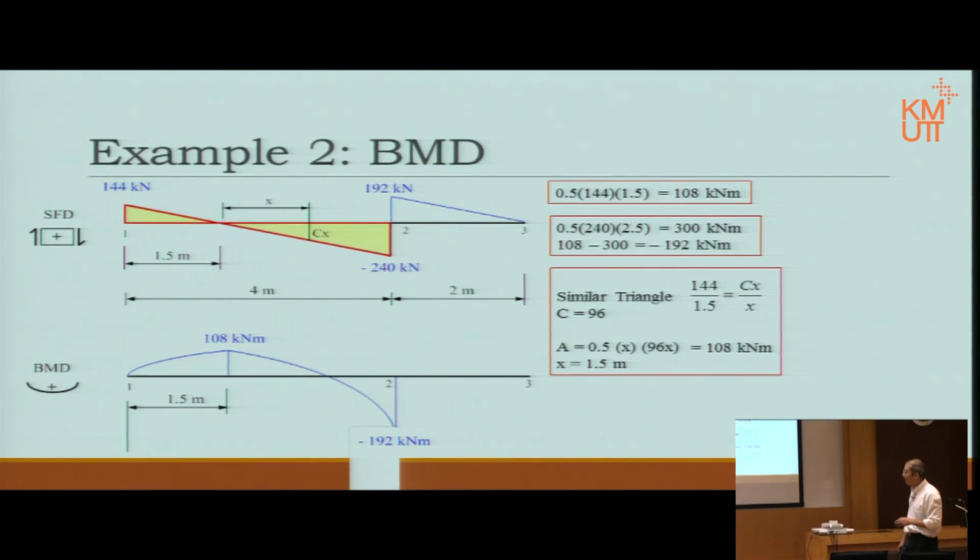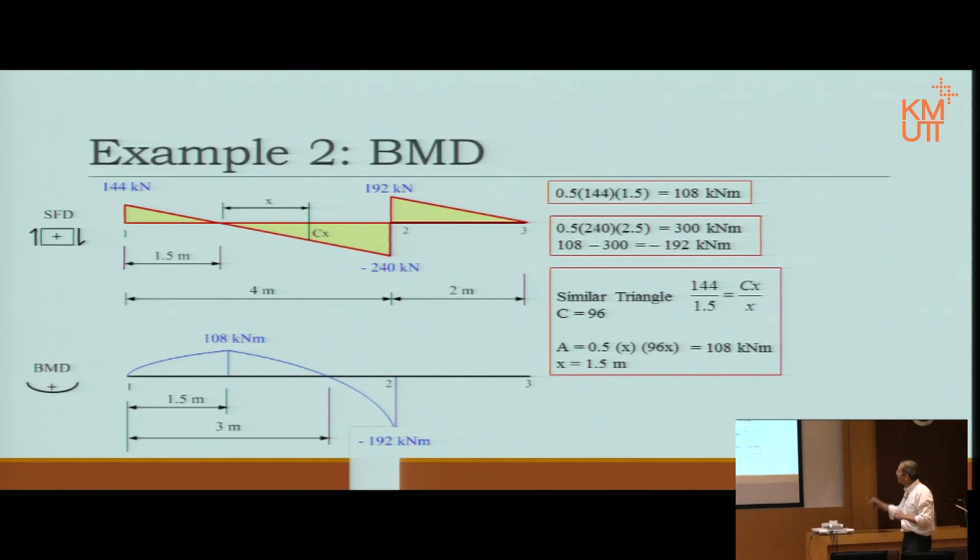Now to calculate the area, because it's a triangle, correct? To calculate the area, we have 1 over 2 times x times the height cx, which is 96x. Then if we want to reduce from 108 to 0, meaning it reduced by 108, correct? The area is already on the negative side, so we ignore the negative value, and apparently x worked out to be 1.5 meter. There we are. But since 1.5 meter is measured from cut 0 point, if we measure it from support 1, then it is 1.5 meter first, and then another 1.5 meters, or combined 3 meters.